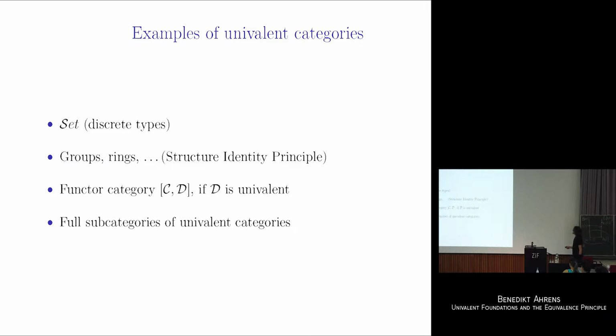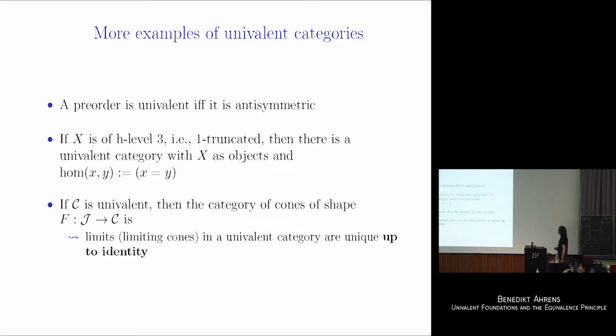Groups form a univalent category. This is exactly what I have shown before starting to talk about categories. And then we will see other instances. Functor categories are univalent if the target category is univalent. Full subcategories of univalent categories are univalent. So we have many categories that are univalent and hence satisfy this invariance or equivalence principle.